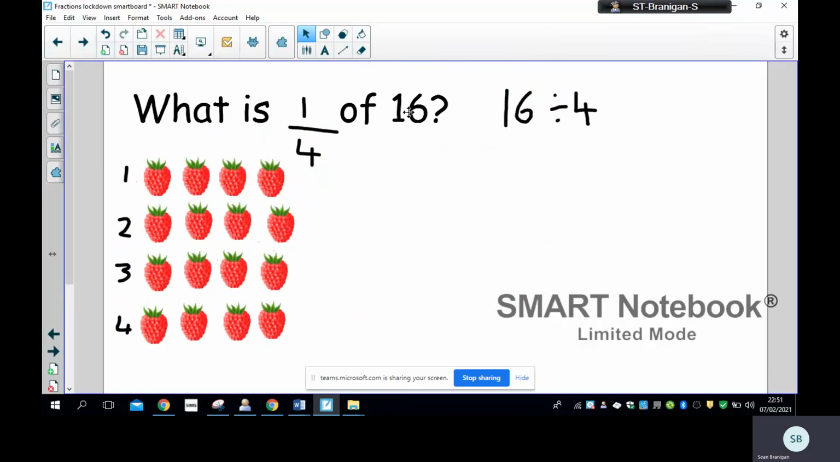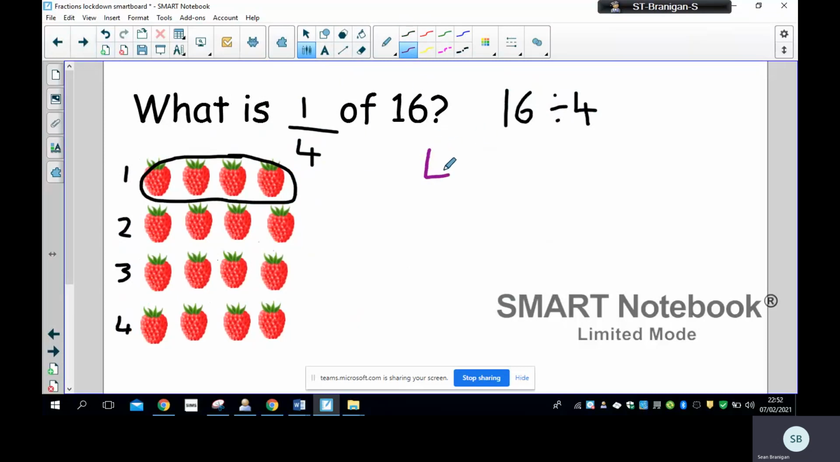So 4 lots of 4 is 16. And in one group, there is 4. There's 1/4, and as you can see, in the 1/4, there are 4 pieces. So the answer is 4. You can use your times tables for this. 4 times 4 is 16.